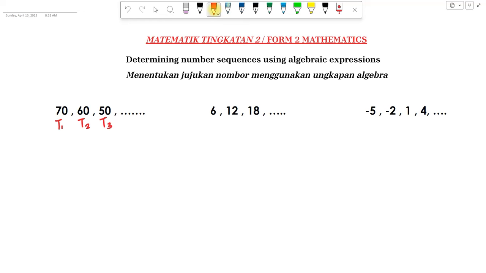Okay, next is to determine the pattern. Kita nak kenal pasti kita punya pola tu macam mana, right? What is our pattern like? So what we're going to do, we're going to determine our pattern.